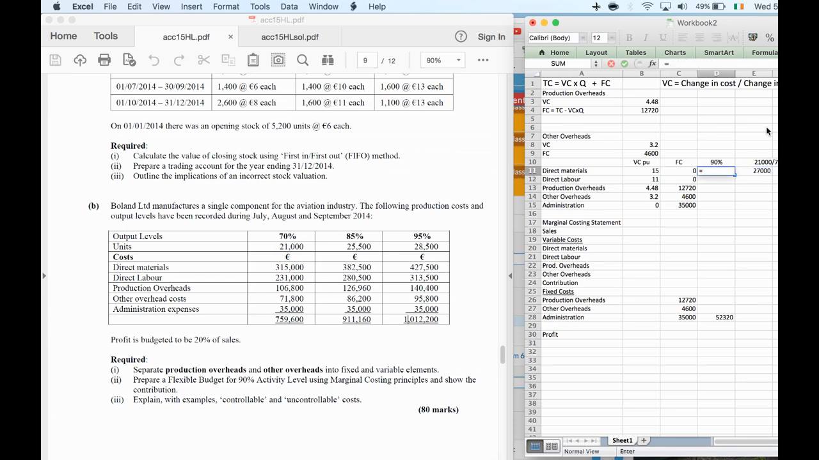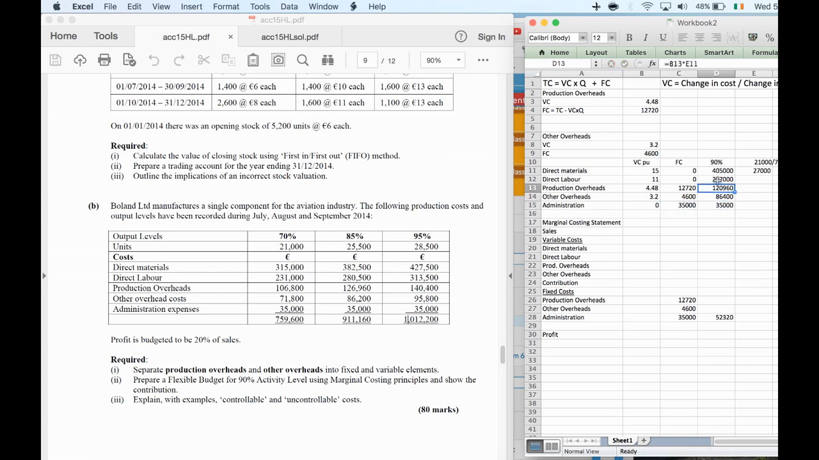So my materials is going to be the 15% per unit times 27,000. My direct labor is going to be the variable cost per unit times 27,000. My production overheads is going to be 448 times 27,000, and my other overheads is 3.2 times 27,000. And administration is going to be 35 only.